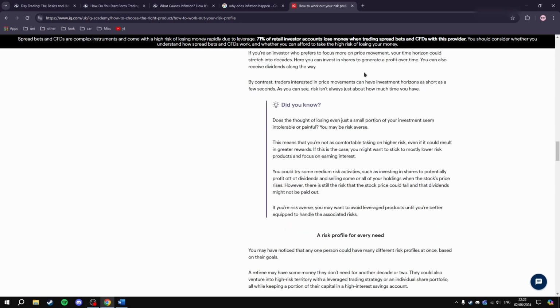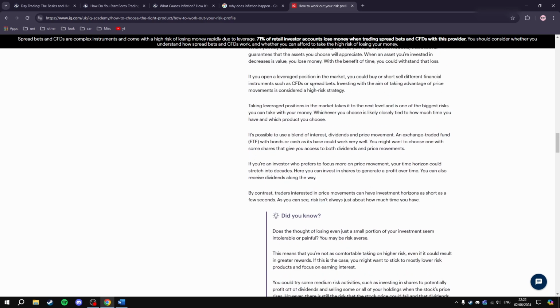If you prefer to invest more on price movement, your time frame can either be really long or really short. Risk isn't always just about how much time you have.